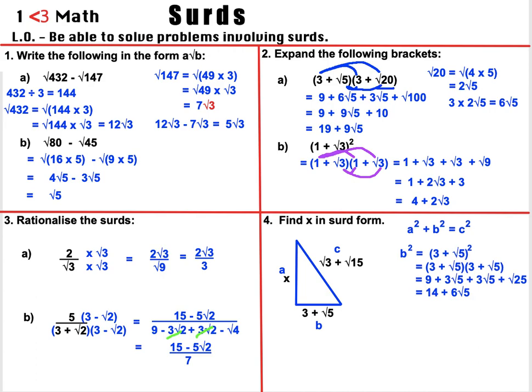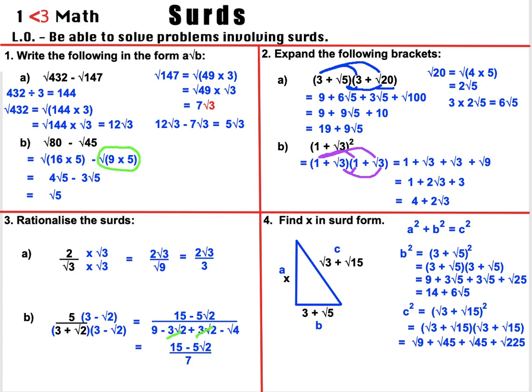Now I'm going to work out C squared. Again, it's going to be the bracket. That gives me root 3 times root 3 is root 9. Root 3 times root 15 is root 45. Root 15 times root 3 is root 45. And root 15 times root 15 is root 225. The root 9 and the root 225 simplify to 3 and 15 respectively.